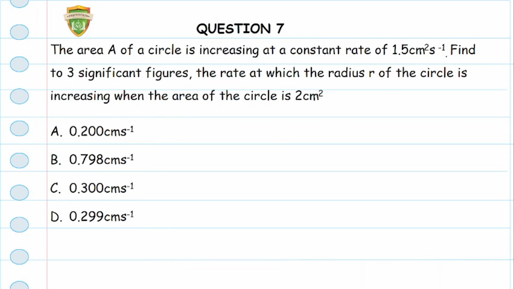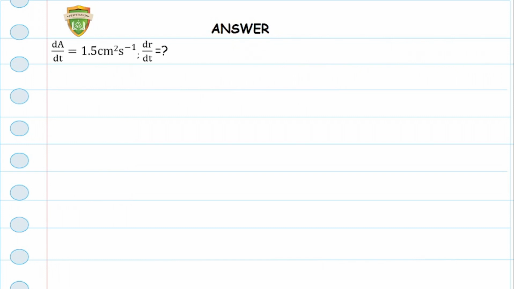Question 7 says the area A of a circle is increasing at a constant rate of 1.5 centimeters squared per second. And we should find, to three significant figures, the rate at which the radius r of the circle is increasing. So what they're basically asking us is dr over dt, because they want to find the rate at which the radius of the circle is increasing when the area of the circle is 2 centimeters squared. So we're already told that the rate at which the area is increasing per time is 1.5 centimeters squared. And like I mentioned earlier, we're looking for dr over dt, which we do not have.